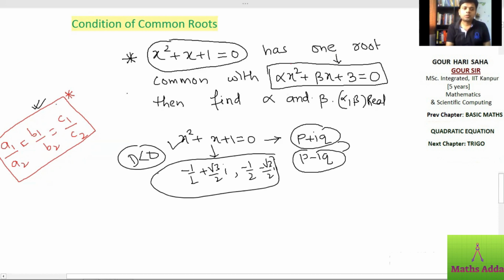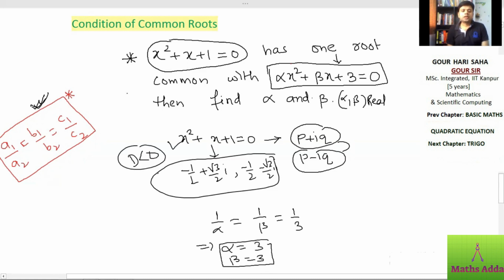If both the roots are common, what will we be applying? We will be applying a1 by a2 is equal to b1 by b2 is equal to c1 by c2. That is 1 by alpha is equal to 1 by beta is equal to 1 by 3. If you solve it, alpha is equal to 3 and beta is equal to 3. Now moving to the next theory.